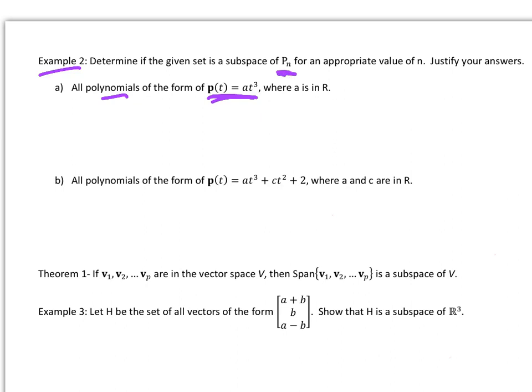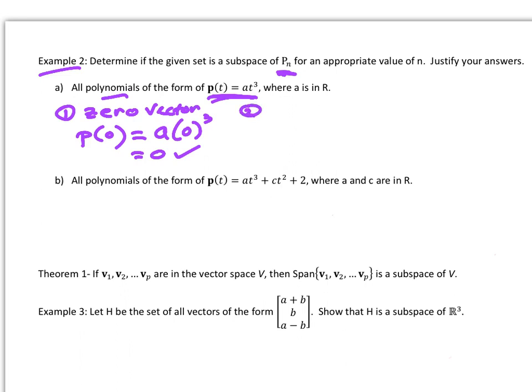When I look at this, what I need to do is test three things. Number 1, we have to know: is the 0 vector in there? When I take P of 0, this means that if I plug in 0, I have to get out 0. And of course, that's true. Okay, so we do have the 0 vector.